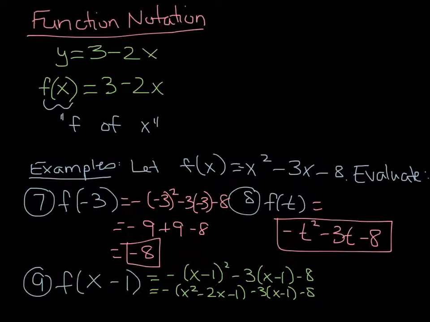Next thing I'm going to do is use the distributive property with my negative and also with my negative 3. So I end up getting negative x squared plus 2x plus 1 minus 3x plus 3 minus 8. So from there, I'm just going to combine all of my like terms. My final answer ends up being negative x squared minus x minus 4.